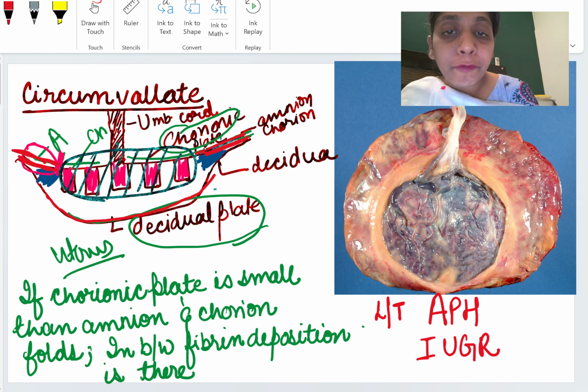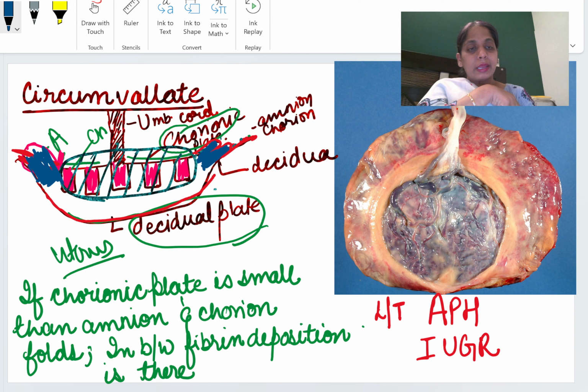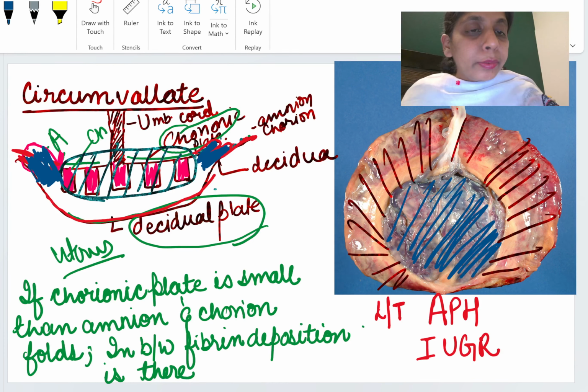So now you can see here in the picture that this is the chorionic plate, and this is the folded amnion and chorion over it. Okay, folded amnion and chorion over it. Okay, and below them is the fibrin deposition. Just below, this white color is the fibrin deposition. So this is the fibrin deposition.